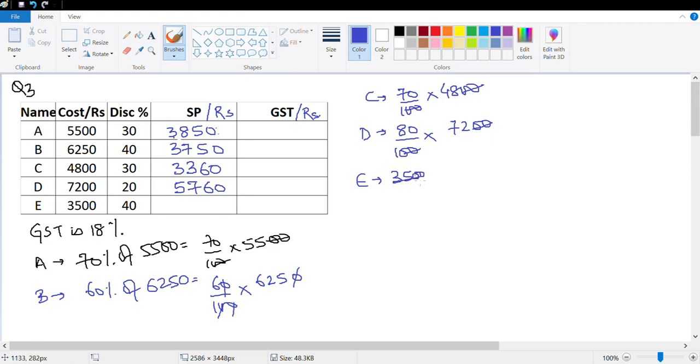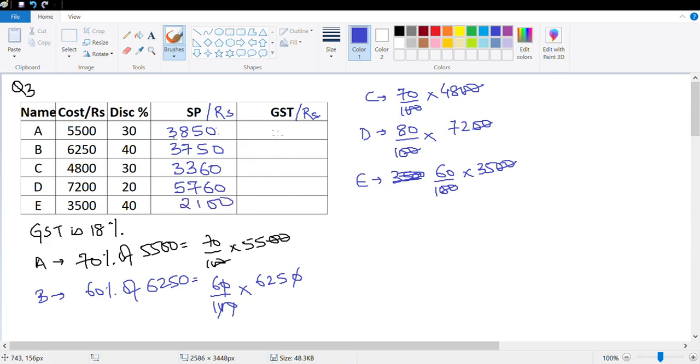And then the last one, 3,500, and he's paying how much discount? 40%, which means he's being charged 60% is what he will get. So we have 180 to 10, so that's 2,100. Perfect. Let's read the question.